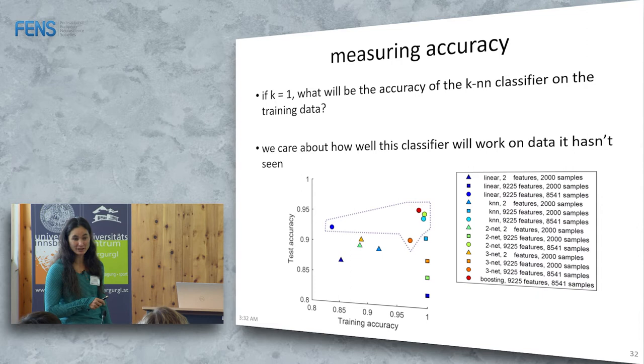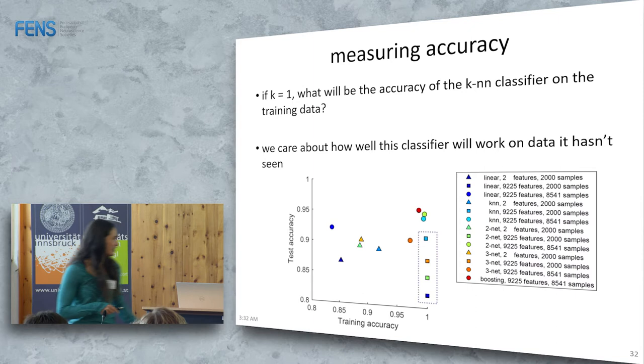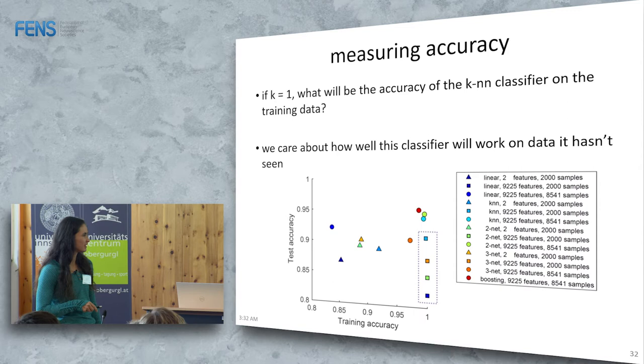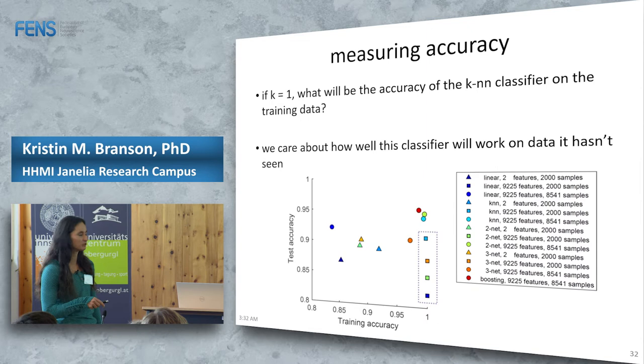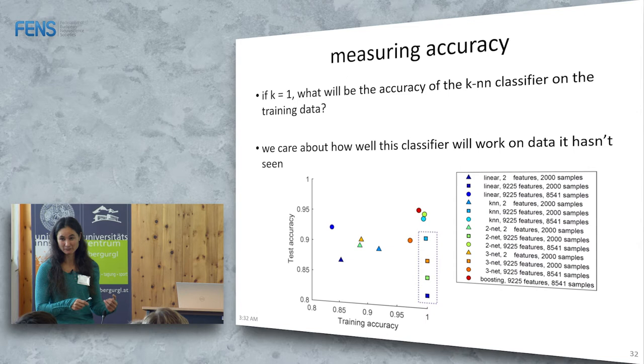To highlight another group, these squares here are four different types of algorithms. All of them are using lots of features, 9,000 features, but they only have 2,000 training examples. So they do really well on the training data. They can fit the data really well because they have all of these features to learn complicated functions from, but they don't generalize very well to the test data. So it's very important to have a lot of training examples. You can get complexity in your classifier by adding more features, but it doesn't necessarily give you good generalization error.